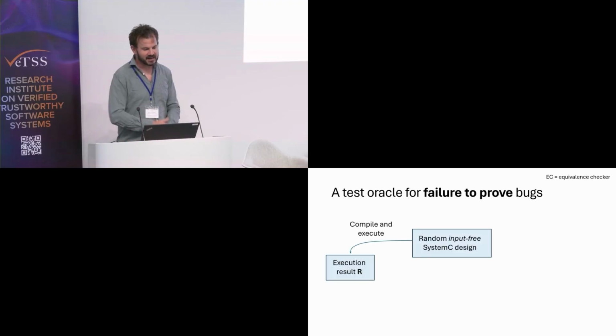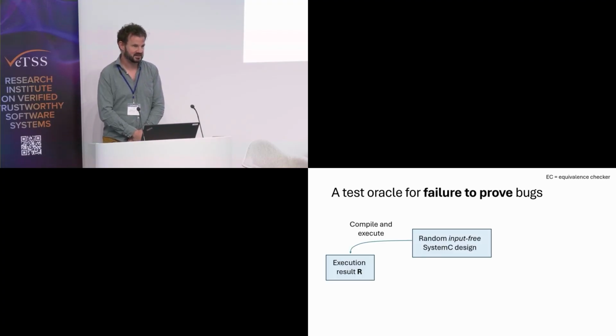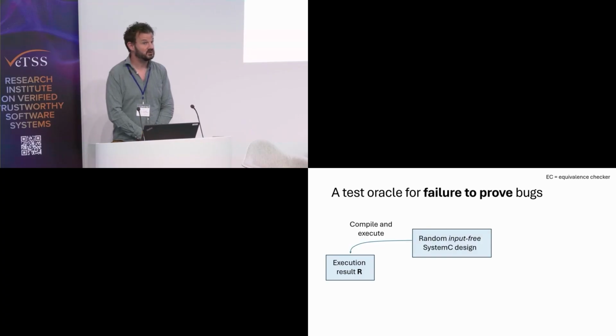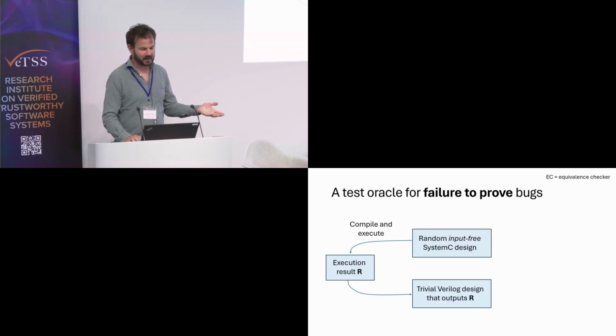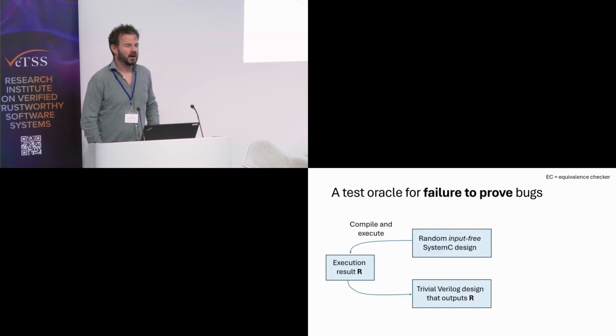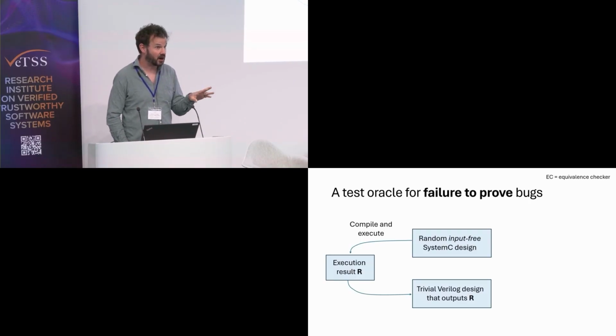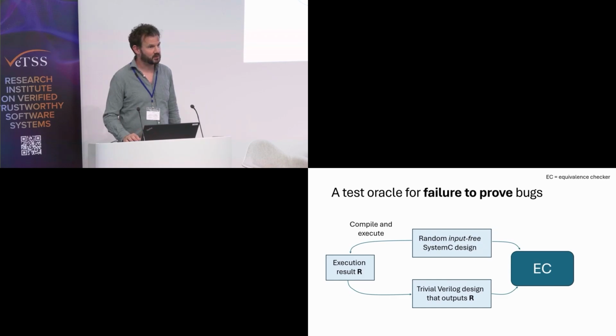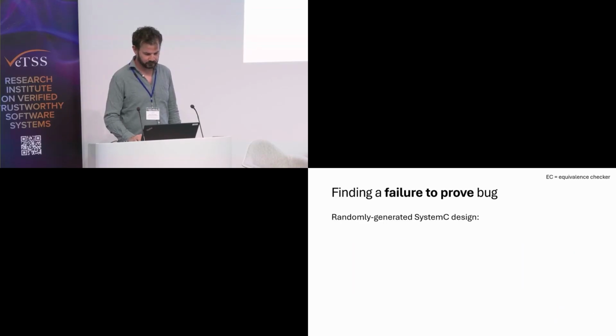operations. The idea then is to compile and execute that design, because SystemC is actually C++ using a bunch of libraries, so you can compile it and execute it on a normal CPU and get back a result R. So we know that, assuming that the compiler is correct, that design should produce the output R. So we can then make a trivial Verilog design that just outputs R exactly and ask, are those designs equivalent? And they should be equivalent. And if the equivalence checker says they are, that's boring and okay. But if the equivalence checker says they're not equivalent, then we find a failure to prove bug, right?